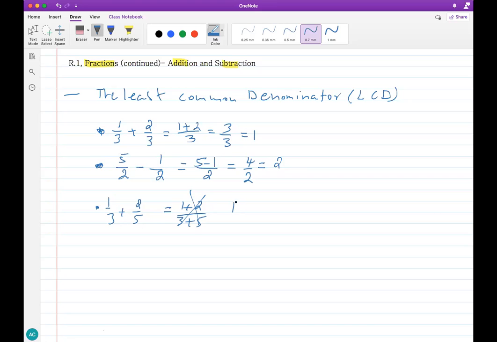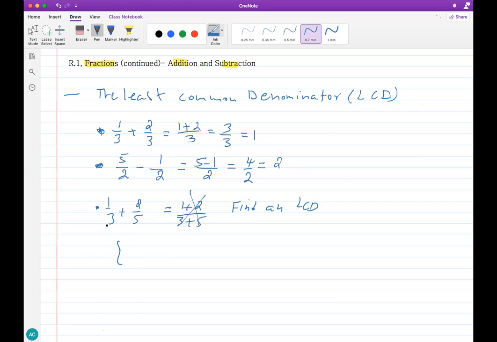Instead, we need to find an LCD, the least common denominator. In other words, we need to manage somehow to make these the same. The common denominator would be 15. So we need to find an LCD. And the reason for that would be because 3 and 5 would go into 15, and that would be the least common denominator, basically. So 3 and 5 are two numbers. So we need to find the common denominator, or in other words, the common multiple of those two.